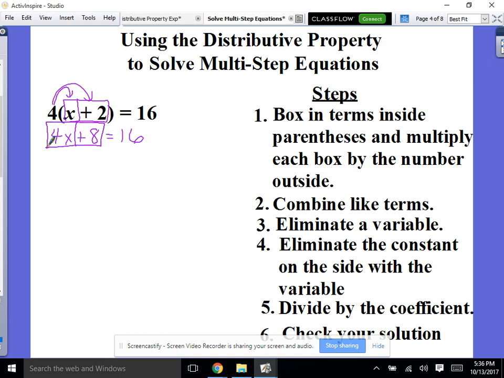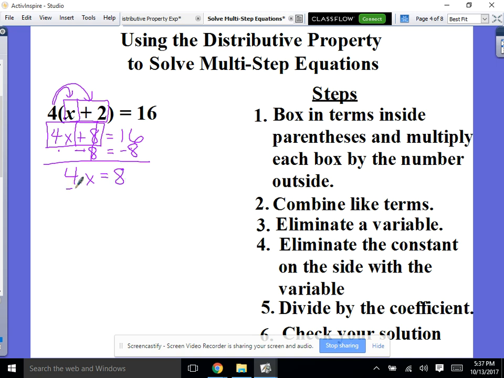Step 2 says to combine like terms. Well, we have a variable and a constant, not alike. We have a constant, nothing to compare it to. So we move to step 3, eliminate a variable. We only have one variable and two constants, so we cannot eliminate a variable. So we move to step 4, eliminate the constant on the side with the variable. Here's the variable, here's the constant on the same side. We need to do the opposite of plus 8, so we're going to subtract 8 from each side of the equation. That leaves us with 4x equals 8.